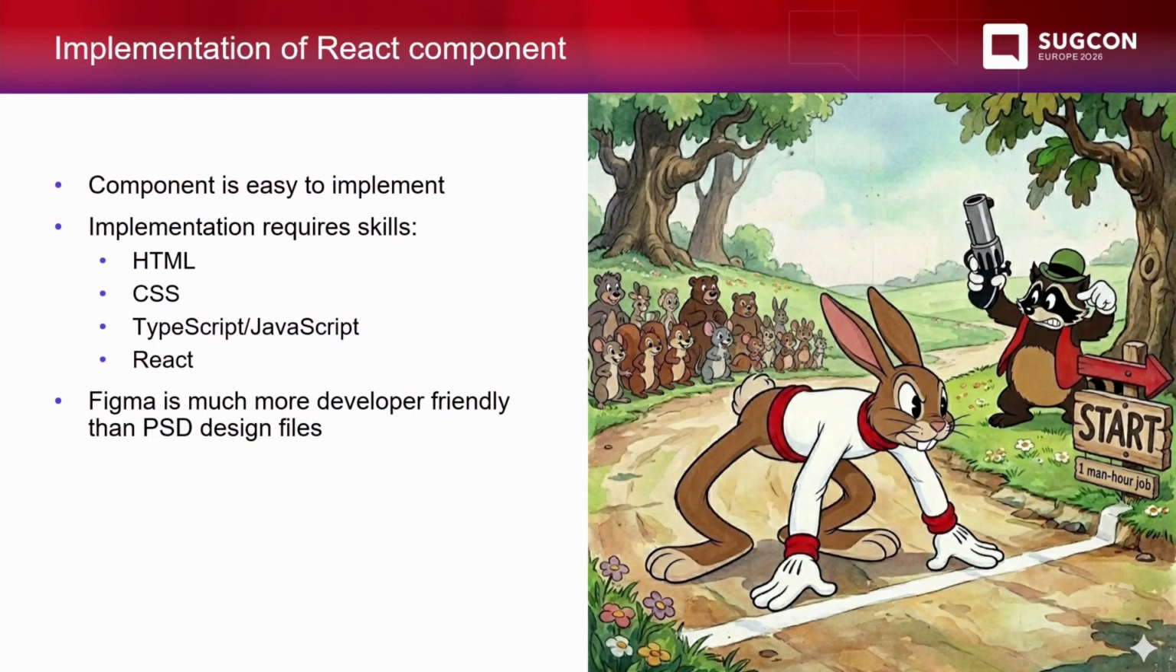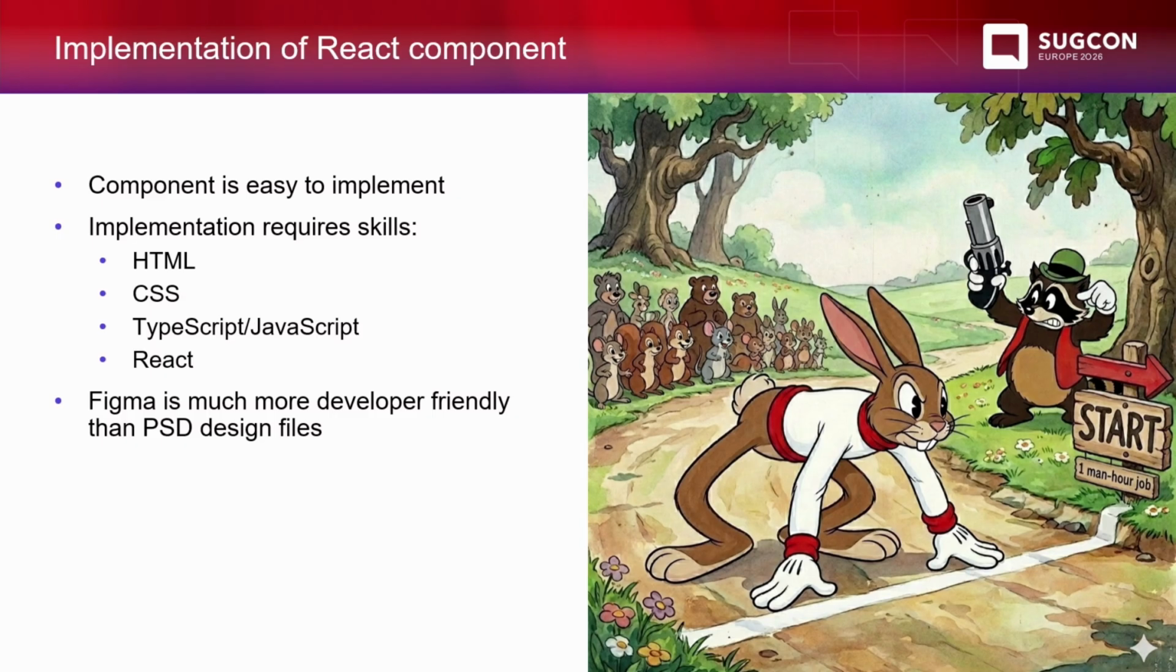So the race is ready to begin. Let's imagine a simple hero banner. You have got an image, some text, maybe a CTA button. You need to create it, integrate it into the solution, and deploy it.